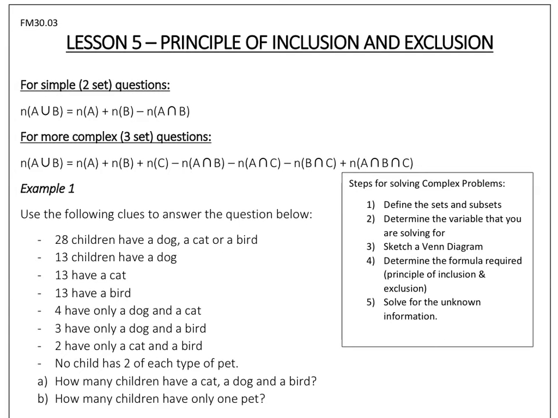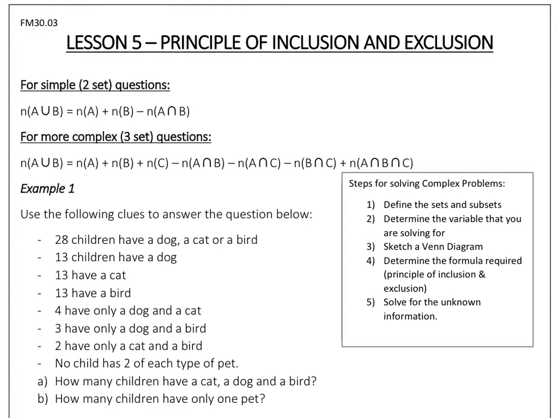All right, welcome to lesson 5 on the principle of inclusion and exclusion. This is our last lesson in outcome 30.03. This lesson, we're going to look at word problems involving 3 sets where there's overlap. And we do have a formula that we're going to be referring to.